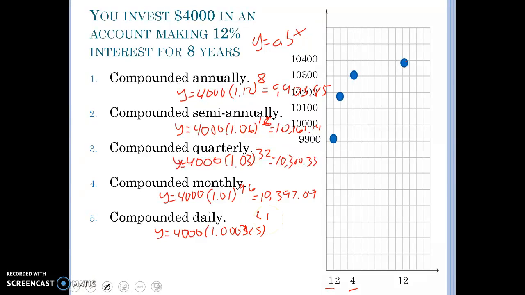Which is to the 2,920th power. I don't know why it's not working here. We're going to see how much money this is going to give us. Okay, I think I forgot an extra 0 in here. There are 4 zeros, 1.0000325 to the 2,920th power. That's going to give us $4,398.19.